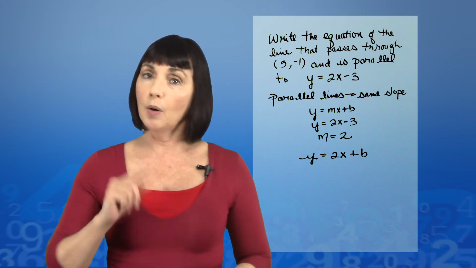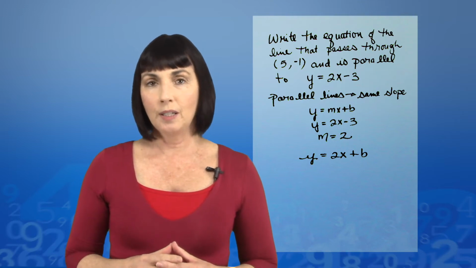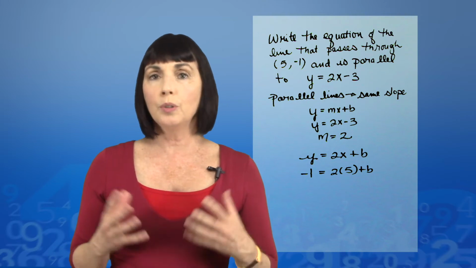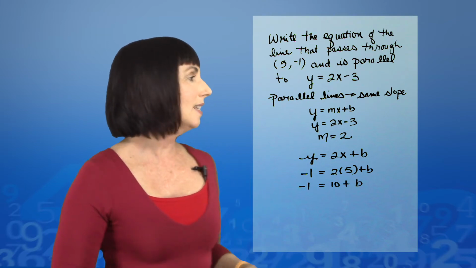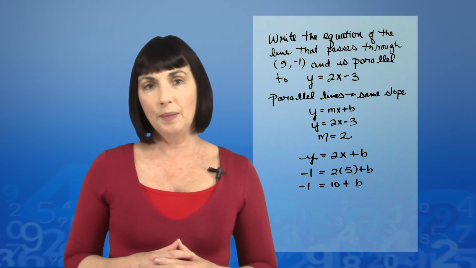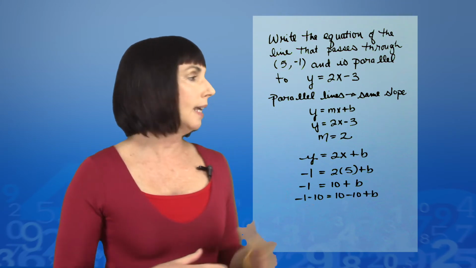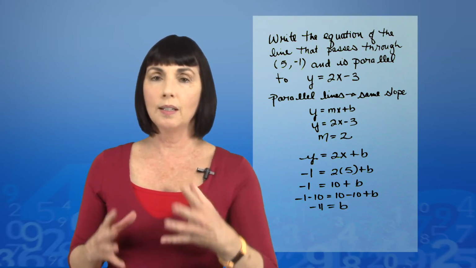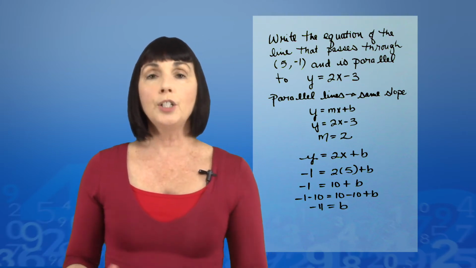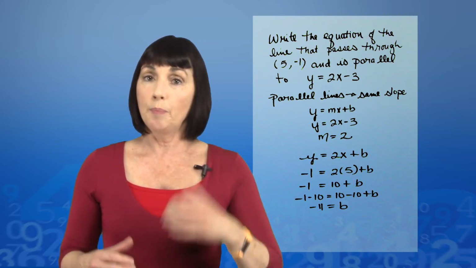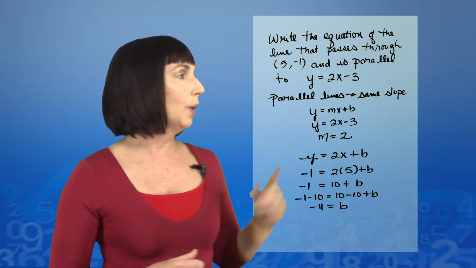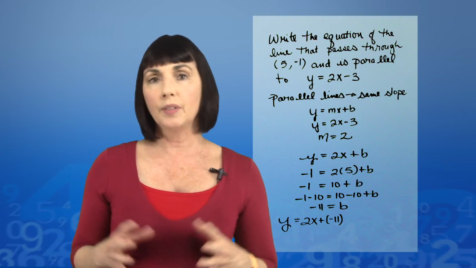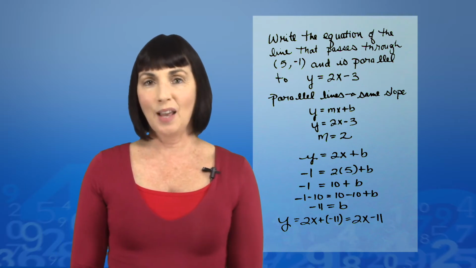Now we're going to plug in our point and find our y-intercept. So plugging in our x and y values, we get -1 equals 2 times 5 plus b. That gives us -1 equals 10 plus b. Subtracting 10 from both sides, I get -1 minus 10 equals 10 minus 10 plus b, or b equals -11. So the equation of our line that is parallel to the original line and contains the point (5, -1) is the line y equals 2x plus -11, or 2x minus 11.